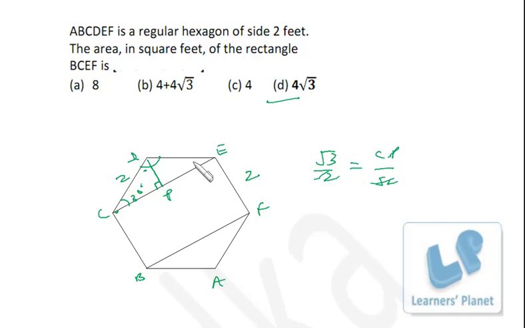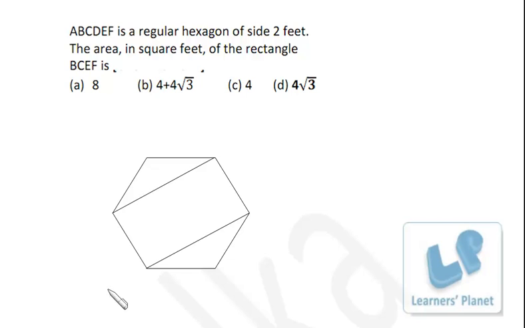tedious process. Alternatively, what you can do is, see, it is just another method. It is a bit lengthy, but just for the sake of more clarity, I'm just discussing it with you. See, for this hexagon, actually it is a combination of 6 equilateral triangles. So area of hexagon is 6 into root 3 by 4 side square.